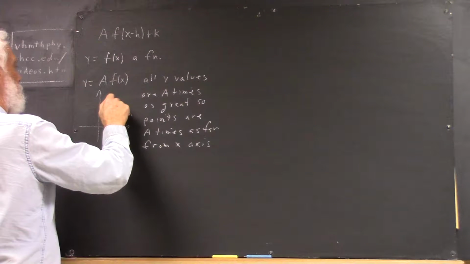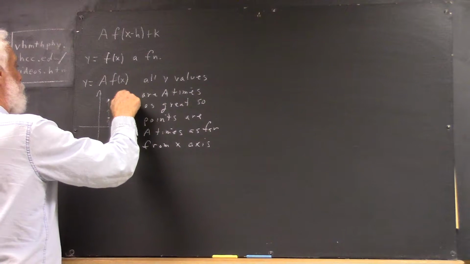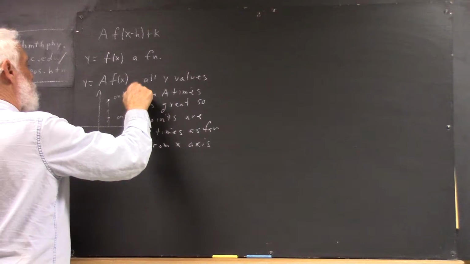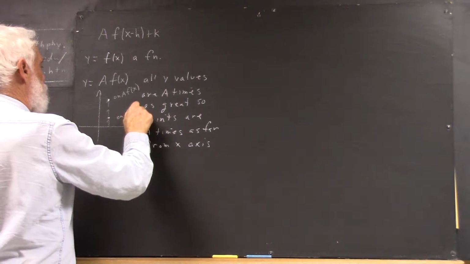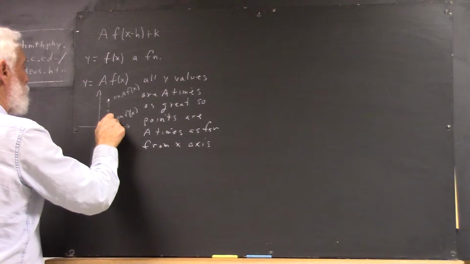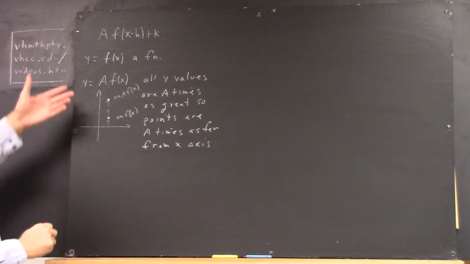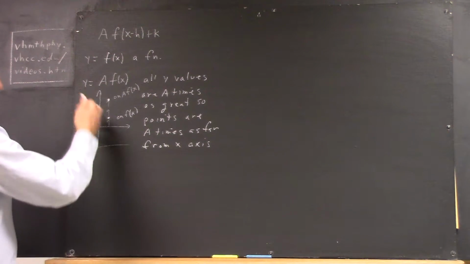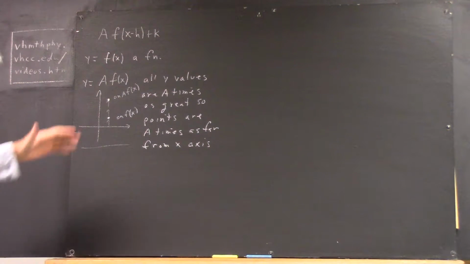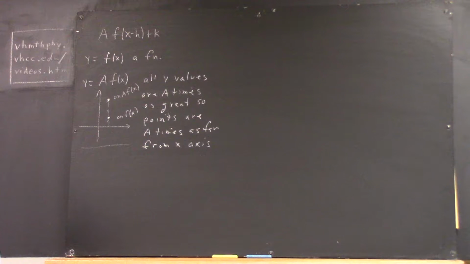Here's a point on a f of x. So I say on the function, I'll just say on f of x, on the graph of f of x, and I didn't write graph of for various reasons. Now we've been over this in much detail, so this should just be a reminder.